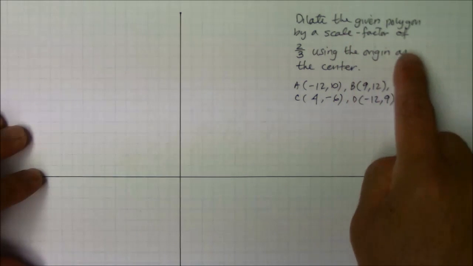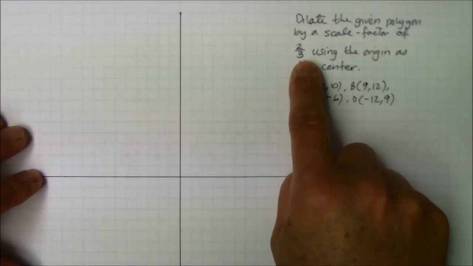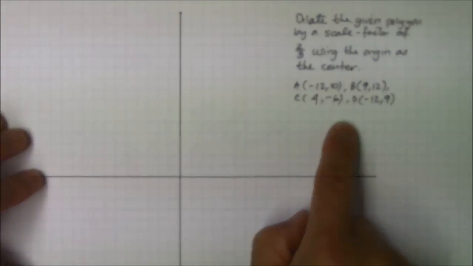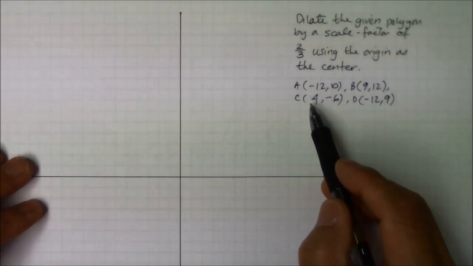Dilate the given polygon of this coordinates by a scale factor of 2/3. Haha! See, 1/2 will be too easy. You try the 2/3. Go ahead, try it. Okay then, let's first plot these points.